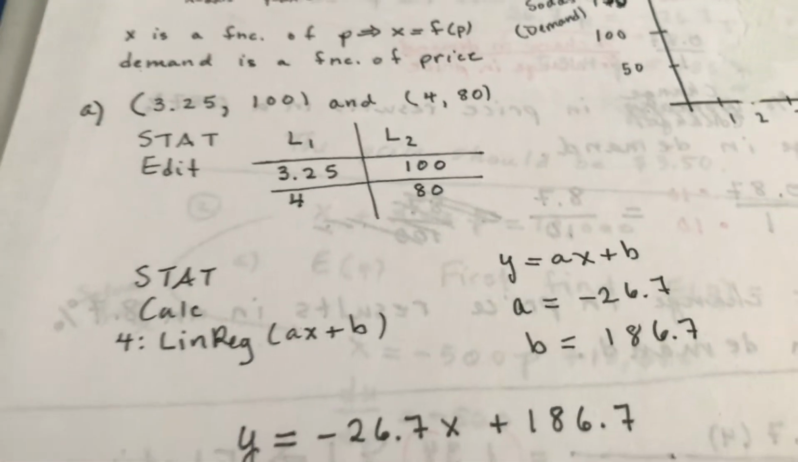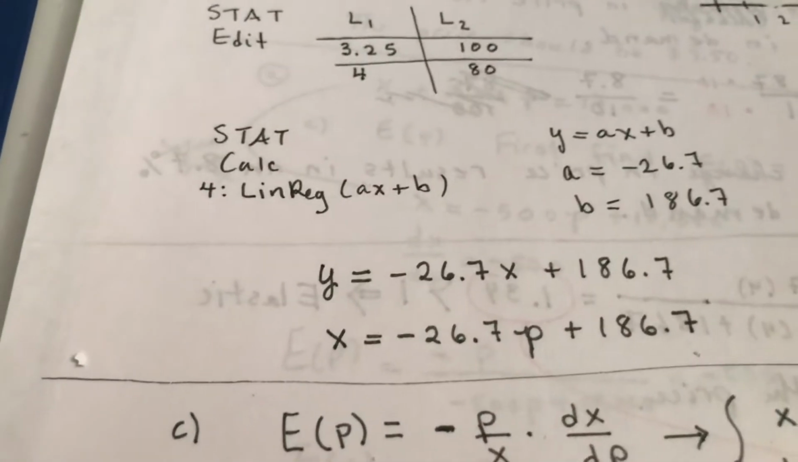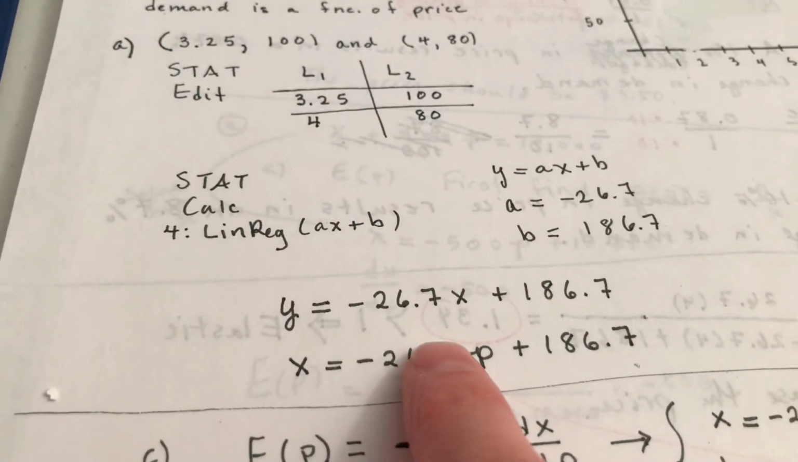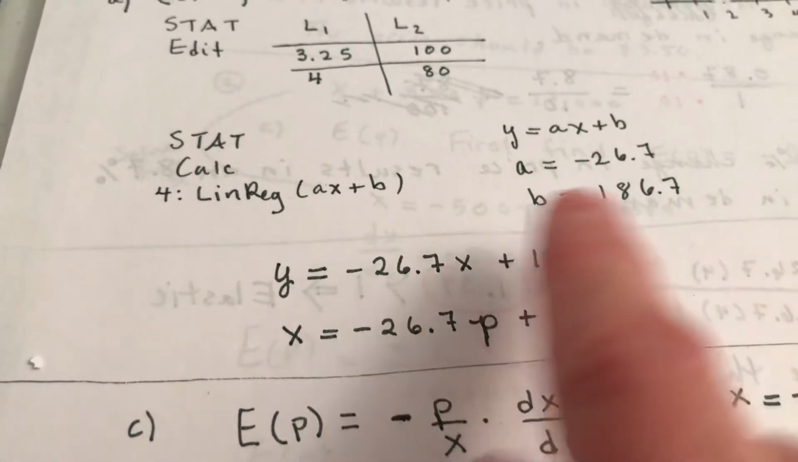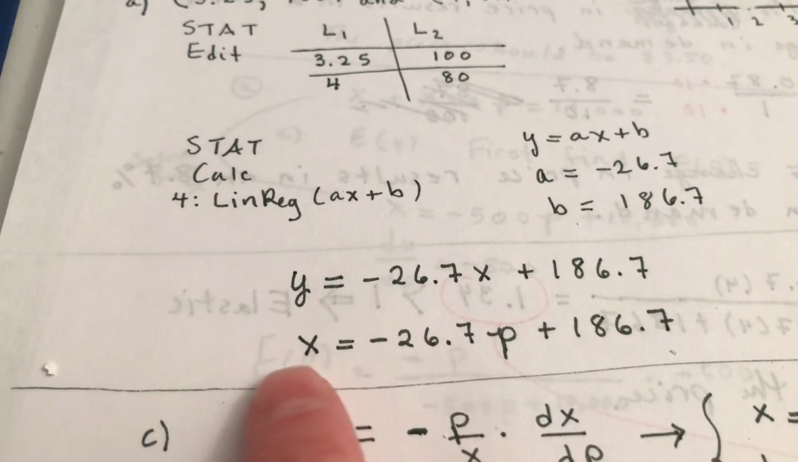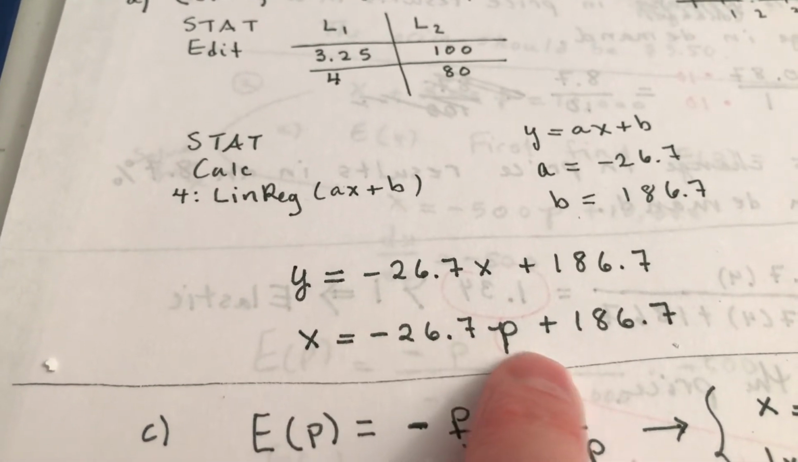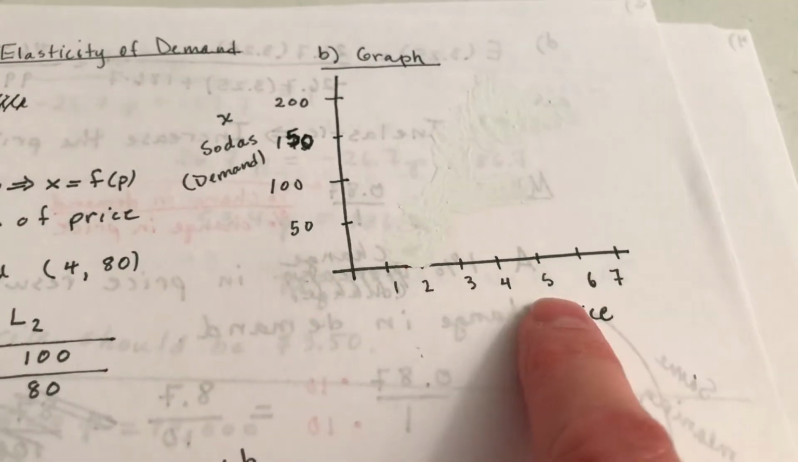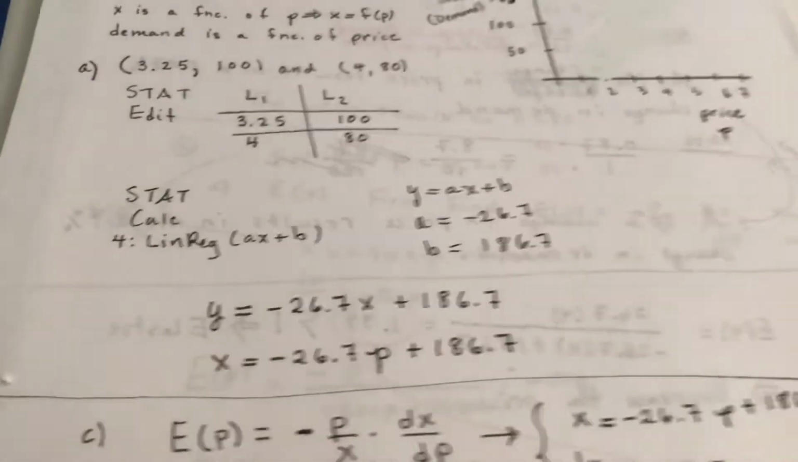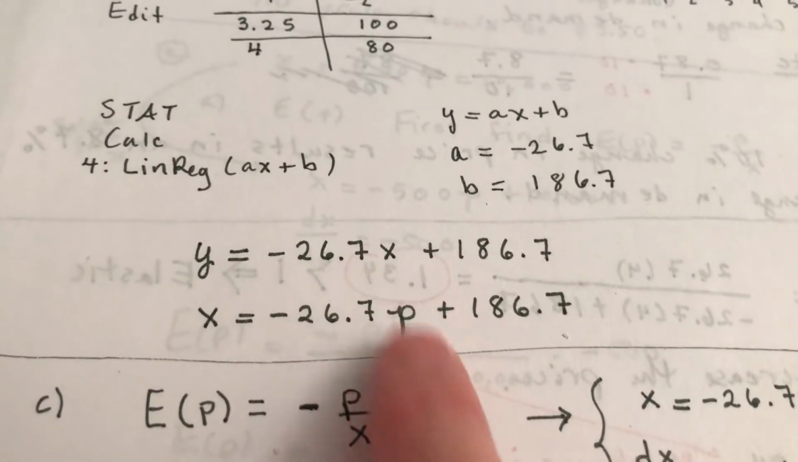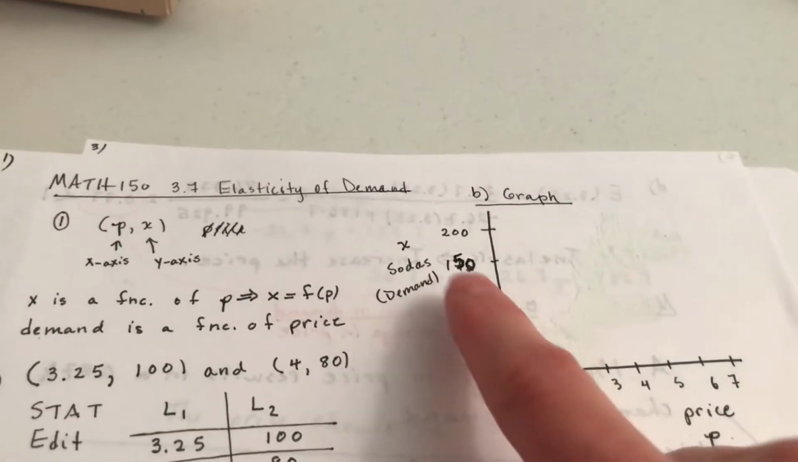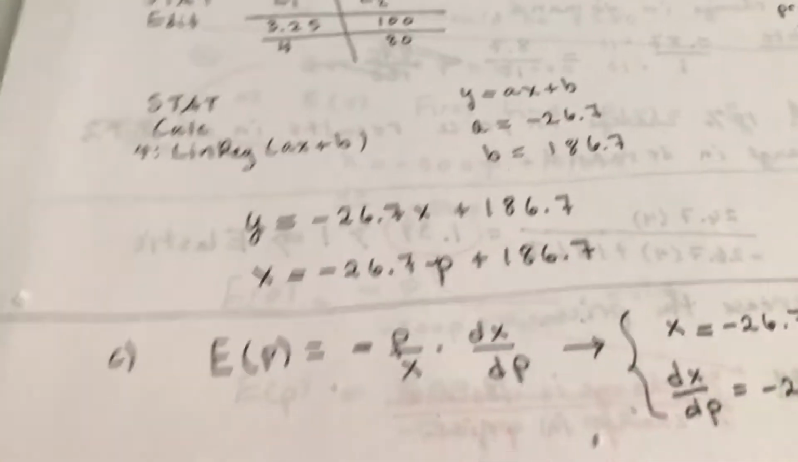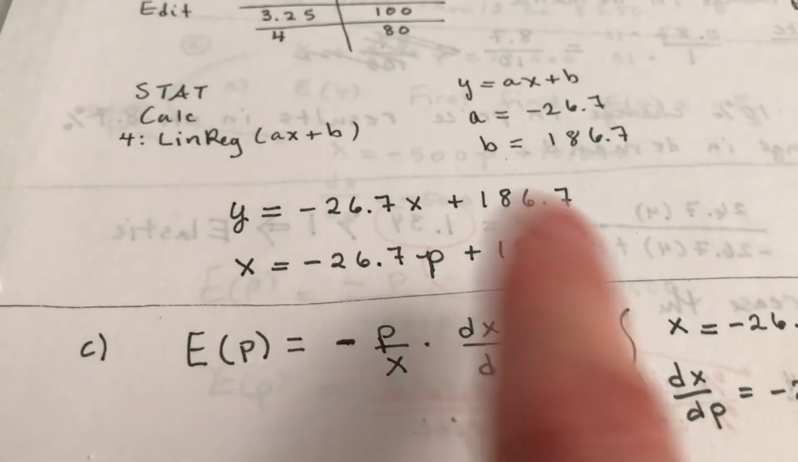So hopefully you did that, and come back and notice that I'm going to write this as y equals negative 26.7x plus 186.7 according to the calculator. And now I am going to put in the correct x and p in their right places. So what helps me is to look at the price, where the x usually is. So the price is going to go where the x is, and then x will equal that equation because x is on this axis, which is normally y. All right, here is your demand equation where x is solved for.